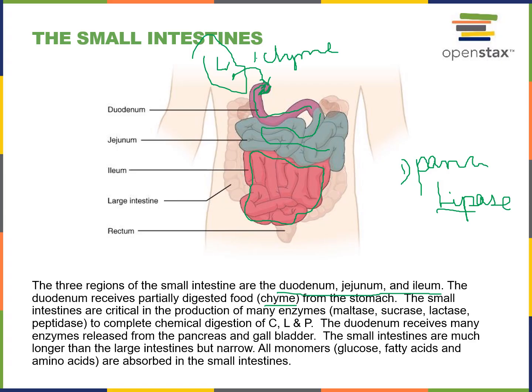Because bile is not an enzyme, what bile is able to do is break the lumps of fat, because fat likes to stick together. So it breaks the lumps of fat into very small particles, very small globules, and that allows pancreatic lipase to work more effectively.